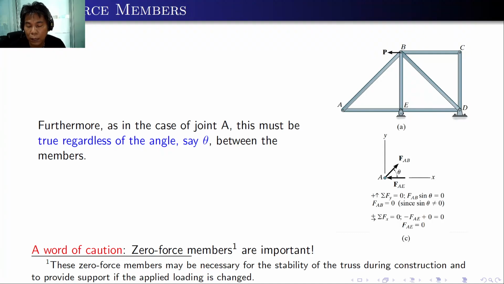Look at the right figure, and if you sum up forces vertical and horizontal, the two member forces are both zero. But take note, the zero force members are important. You might be thinking that you have to remove them. The zero force members may be necessary for the stability of the truss during construction and to provide support if the applied loading is changed. So although it's a zero force member, it's very, very important. Do not remove it.